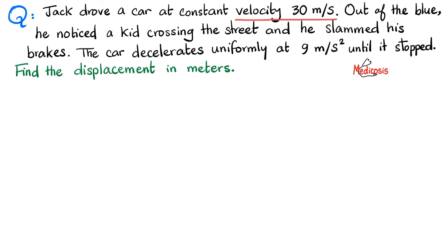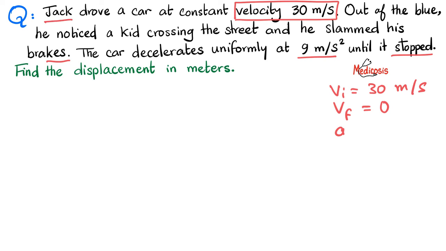So, constant velocity of 30 meters per second until it stopped. Okay, so what is my v final? v final is 0, of course. And what is v initial? v initial is 30 meters per second. And what is the acceleration? Please do not say 9. No. The doofus, Jack, was decelerating, so it has to be a negative sign. Negative 9 meters per second squared. And what do we want? We want displacement. So I have the v initial, v final, acceleration, and I want d.